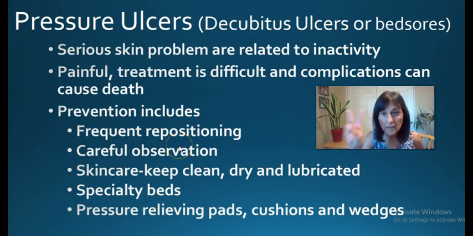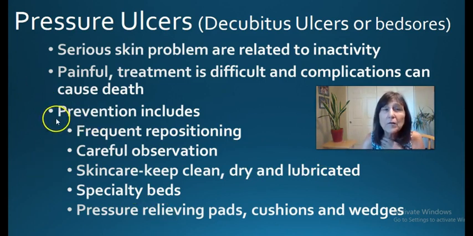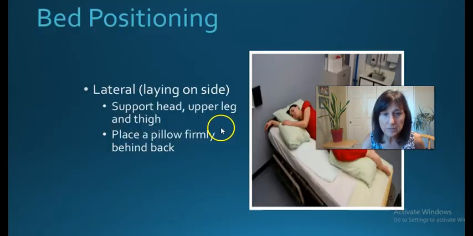Okay, so what's prevention? Frequent repositioning. And what did I say? Test questions usually say at least every 2 hours. Careful observation. And skin care. Keep the skin clean and dry, especially in the buttocks area if they're incontinent. And lubricate it, right? Some kind of lotion. And there are other specialty beds that don't have as much pressure, and then there are different pressure relieving pads and cushions and wedges. Those things are much less expensive, I hate to say money, than treating a pressure ulcer, not to mention the pain that the patient goes through.